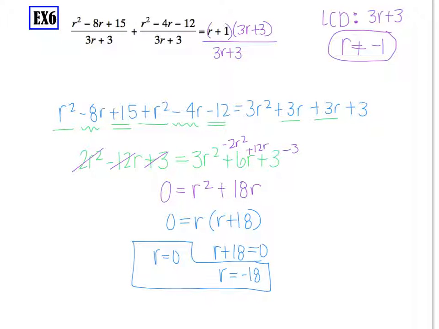So to solve a quadratic, I'm going to factor, and I see that there's only 2 terms, and it's not a difference of squares, so it probably has a GCF, which it does. It shares an r. So when I divided out that r, I was left with r plus 18. So when I multiply 2 numbers together and the answer is 0, one of those numbers has to be 0. And when I solve those equations, I ended up with r equals 0 or r equals negative 18.